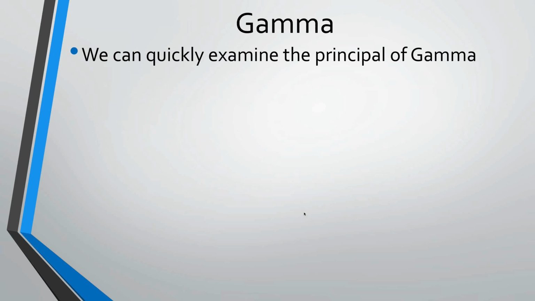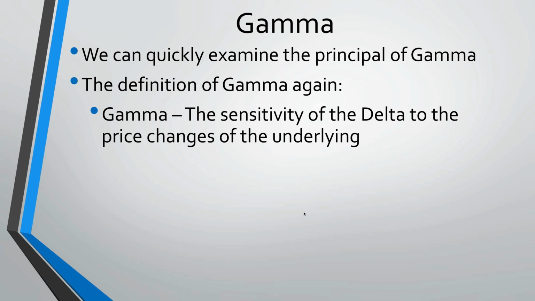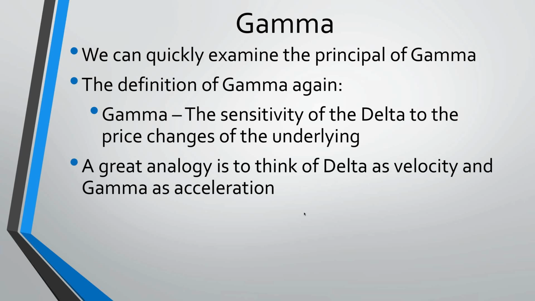All right, so we've sort of gone through delta, and now we're going to get into gamma, and we're going to quickly examine the principle of gamma. It's more important that you understand delta, but for the point of completeness, just like everything we do, I want you to at least get exposed to the concept of gamma. The definition of gamma, again, is the sensitivity of the delta to the price changes of the underlying.